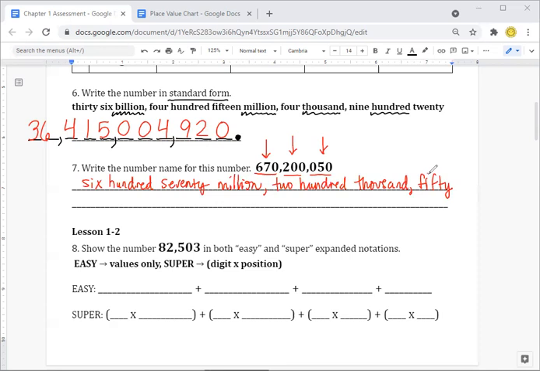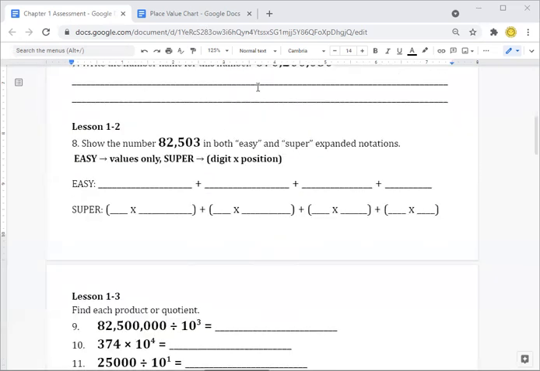So moving on to lesson 1.2. Let me scroll my screen down a little bit. Moving on to lesson 1.2, we did a lot of work here with stretching a number out in different notations. We talked about something called easy expanded, where we only looked at the values or the worth of each digit. And then we looked at super expanded, where we took it into this more grown up notation and stretched it into digits and positions. So here's the number that we're using to demonstrate both easy and super expanded forms.